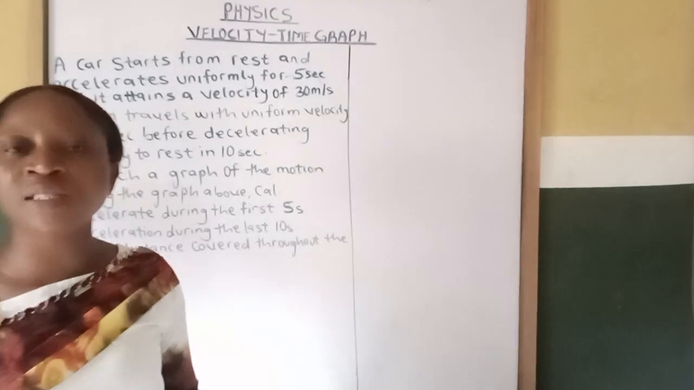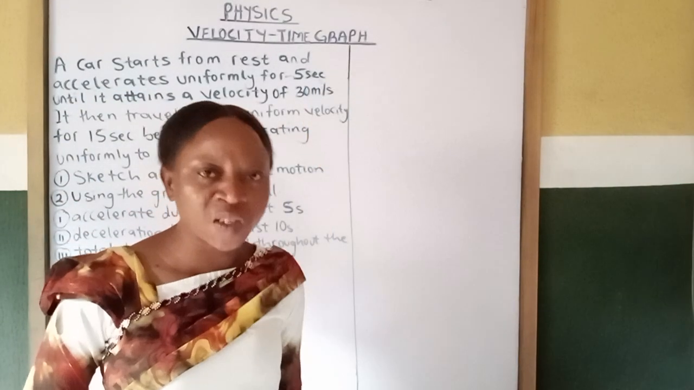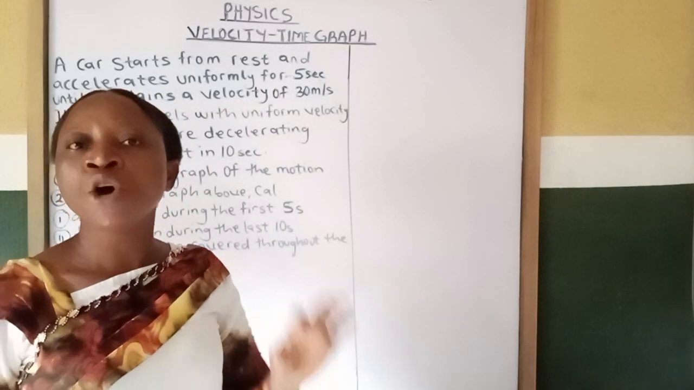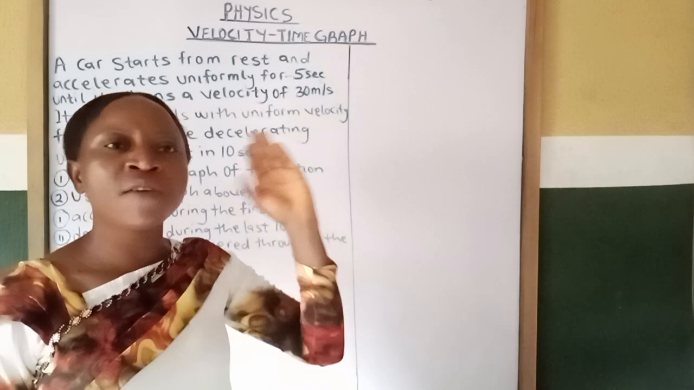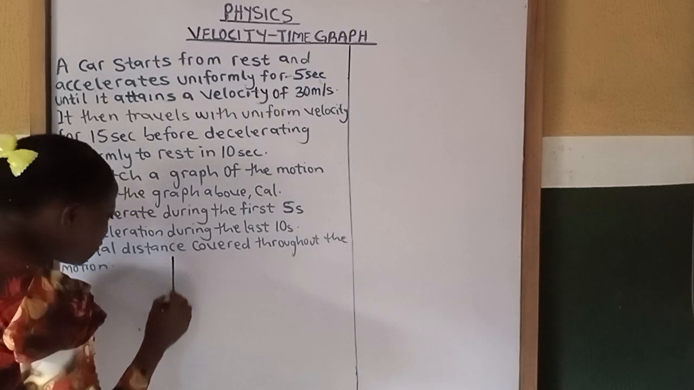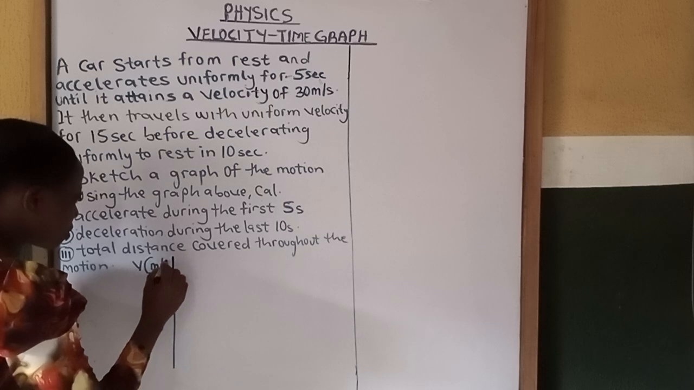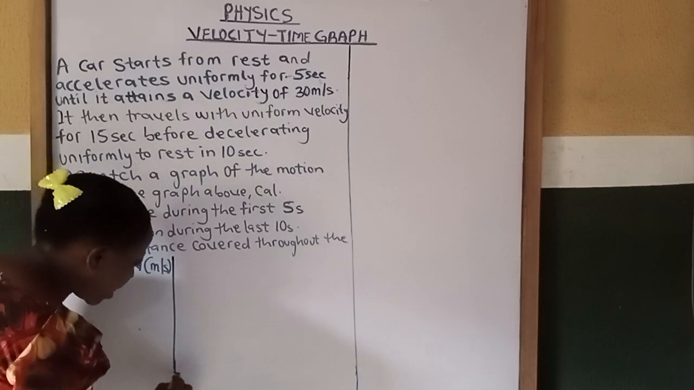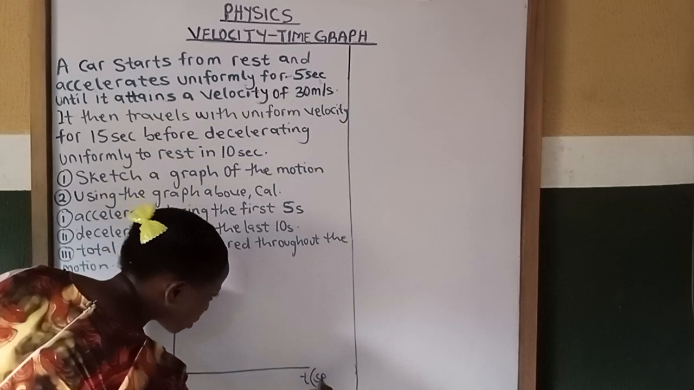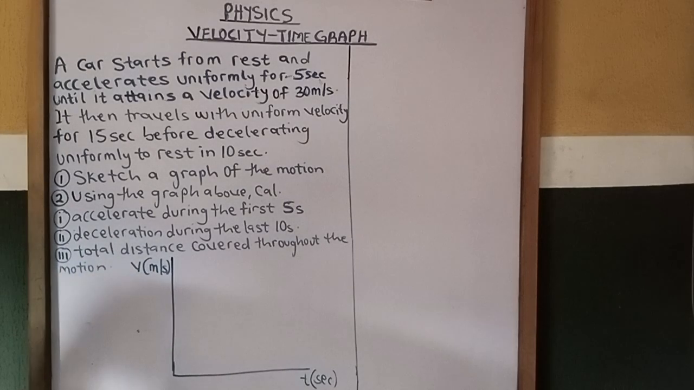So to sketch a velocity time graph from a word problem, the first thing you need to do is to sketch your velocity axis on the vertical line and your time taken axis on the horizontal line, because we call this a velocity time graph. So let's do that first. Your vertical line is your velocity axis in meters per second, while your horizontal line is your time taken axis in seconds. So that is the first step to take.